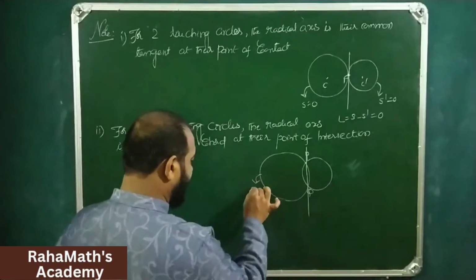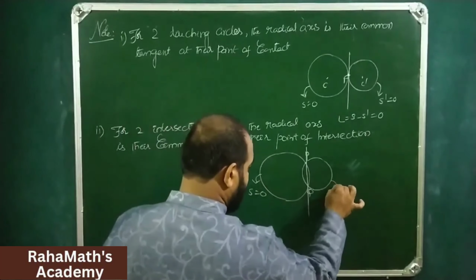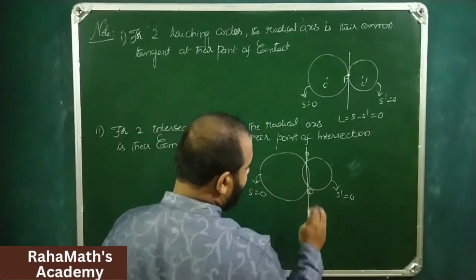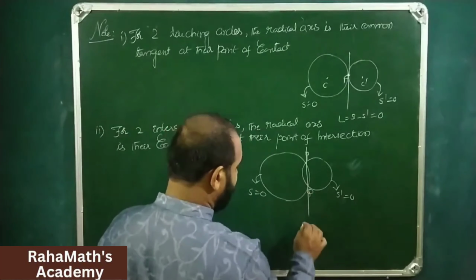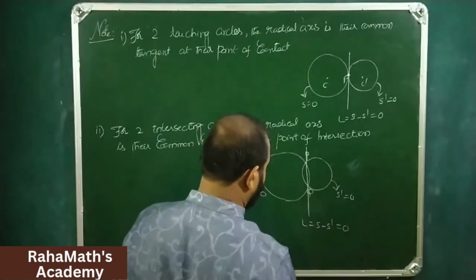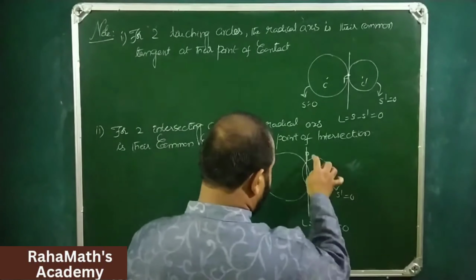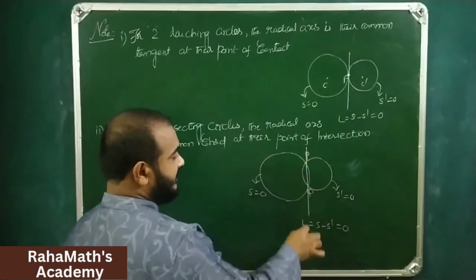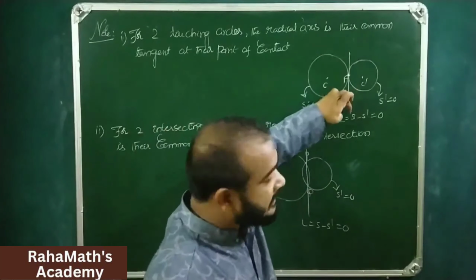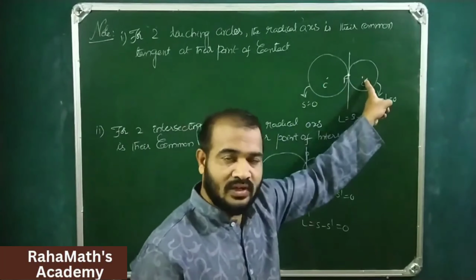This is S equals 0 and this is S dash equals 0. So this is the radical axis, L equals S minus S dash equals 0. So this common chord is the radical axis here. The common tangent is the radical axis for the two touching circles.